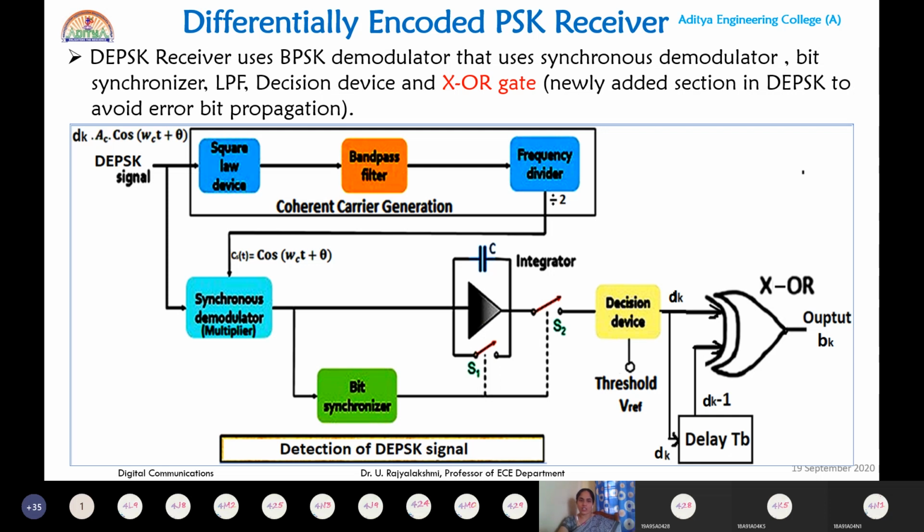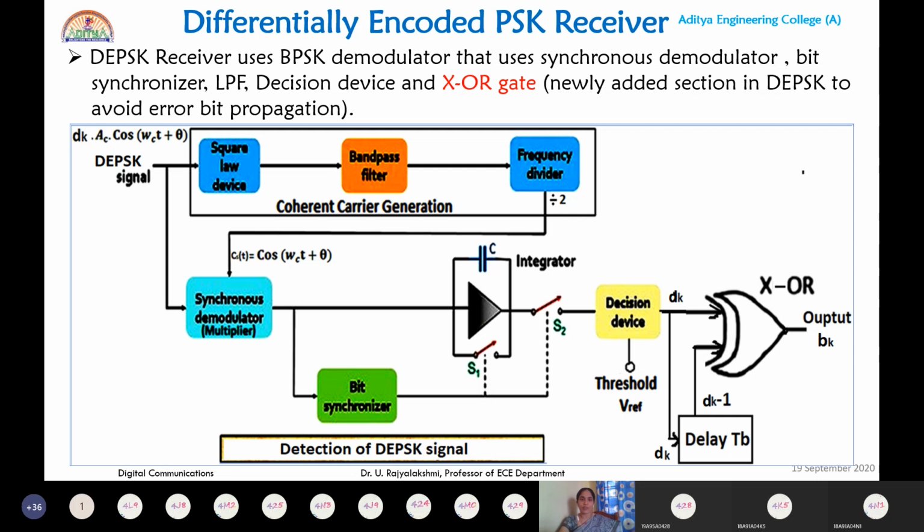Here, switch S1 you will close before the starting of the bit interval. Then the earlier integrated output will be set to 0, and S1, S2 both will be made open during the pulse width of TB, because here symbol duration is equal to bit duration. Both switches S1, S2 will be open.